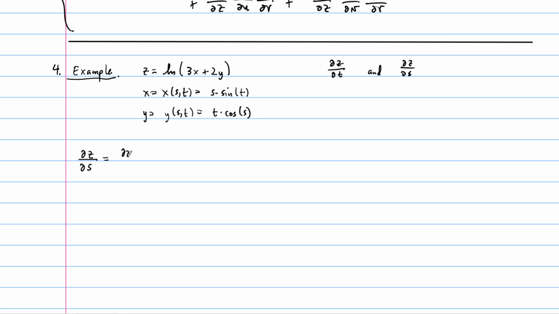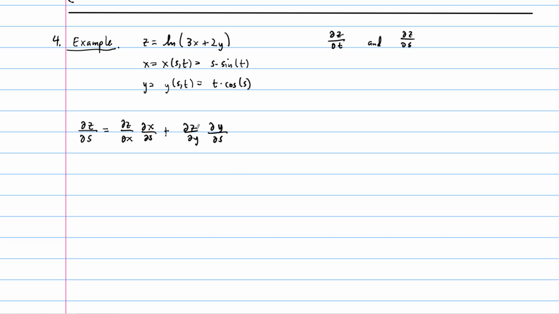This one's going to be dz by dx times dx by ds plus dz by dy times dy by ds, all partial derivatives, right? So let's compute these. We're going to need dz by dx and dz by dy for both versions, so for both of our functions. So let's take them. Dz by dx, this partial derivative, log, it's a chain rule. So for the x derivative, it's going to end up being 3 over 3x plus 2y. And then dz by dy, with the chain rule, the y derivative of this thing is going to be 2 over 3x plus 2y.